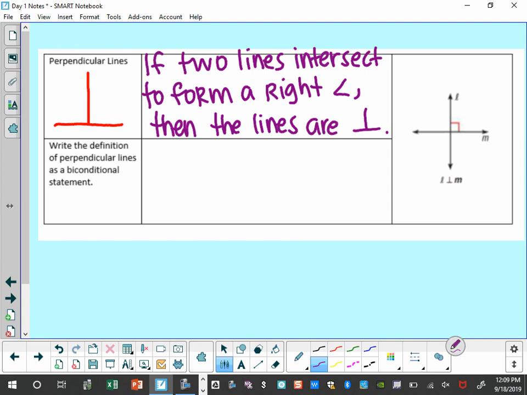Then it says, write the definition of perpendicular lines as a biconditional statement. All right, Chris, what is my phrase after the word if? Two lines intersect. So two lines intersect to form a right angle.